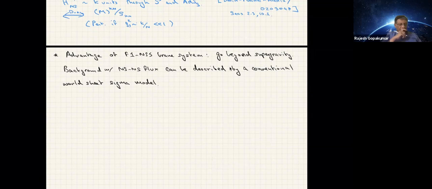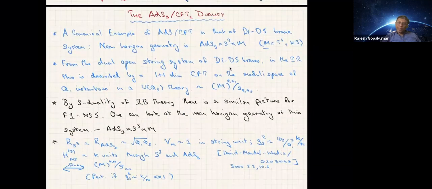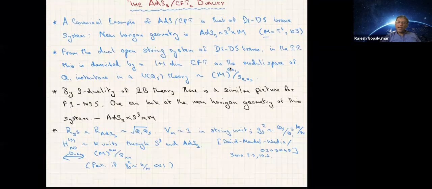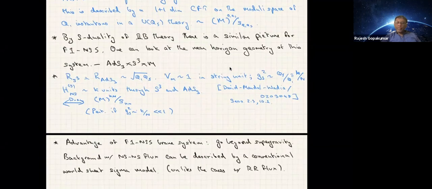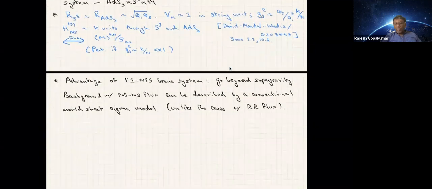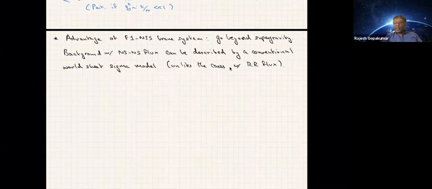I will, of course, spend some time on this. At this point, all I want is to contrast this with the cases with Ramond flux. So the original AdS5 times S5 case has a 5-form Ramond flux, so you don't really know how to describe it with a conventional world sheet sigma model. And even for the D1, D5 system, the S-dual to this system would have had, instead of NS 3-form flux, the RR 3-form flux, which is present in type IIB as well. So it would have been K units of RR flux through S3 and AdS3. And that would again have been difficult to study. So this is why the case with the NSNS flux is much more tractable, as we will see.